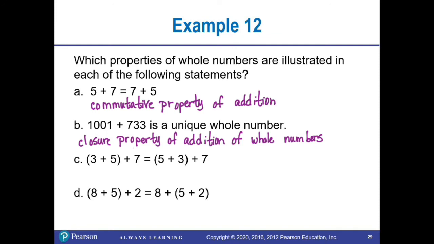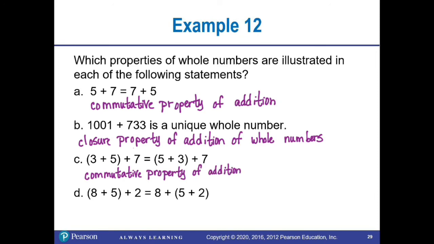Now part C is a bit tricky. You see the parentheses and most people want to think automatically this is the associative property, but that is incorrect. Notice we didn't change the numbers that are grouped together. 3 and 5 are grouped together on the left side, and 3 and 5 are still grouped together on the right side. However, what changed is the order in those parentheses. So this would be the commutative property of addition.